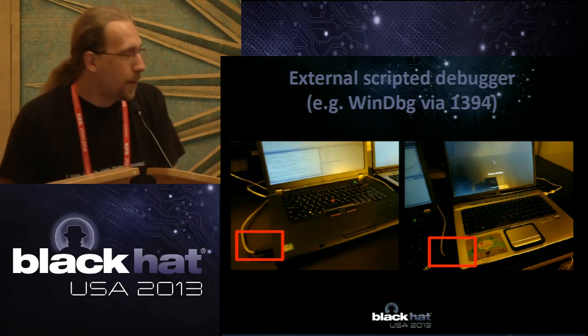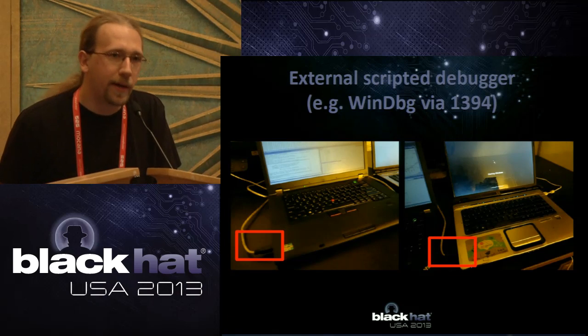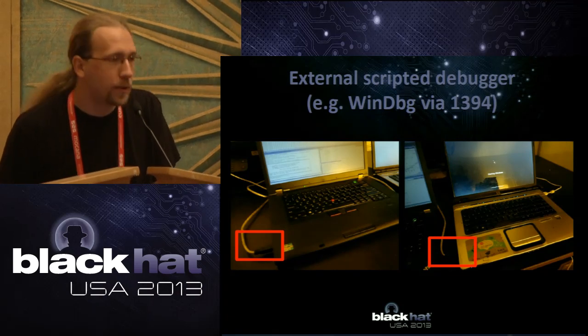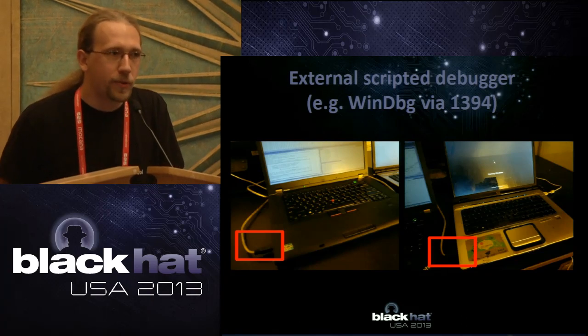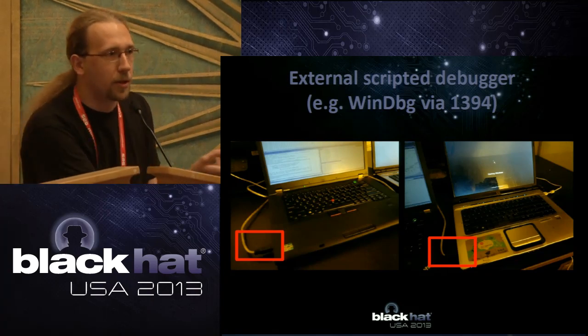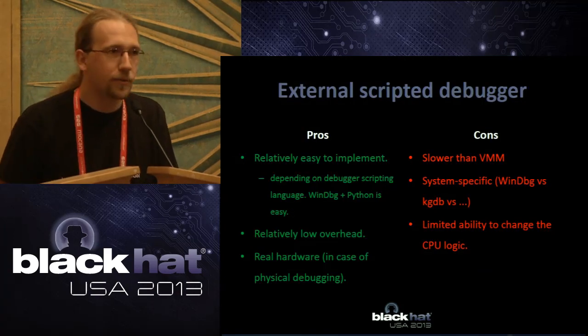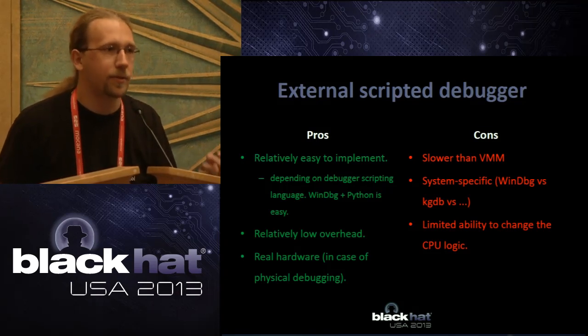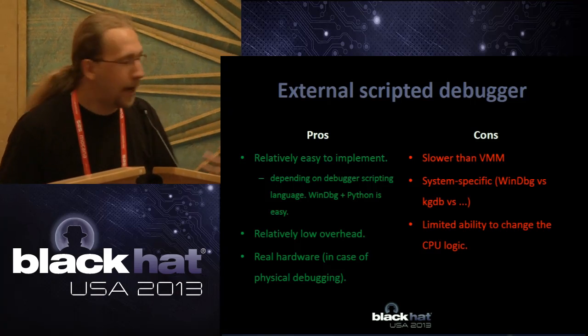Another approach would be, as you can see on these pictures, these are actually two laptops connected with a FireWire cable and running Windows and a debugger. So basically you use an external debugger to instrument the running operating system. This is a pretty sweet approach, I think. It's relatively easy to implement, especially if the given external debugger supports a scripting language, like for example Python for WinDbg. It has relatively low overhead in comparison to Bochs, and it can run on real hardware.